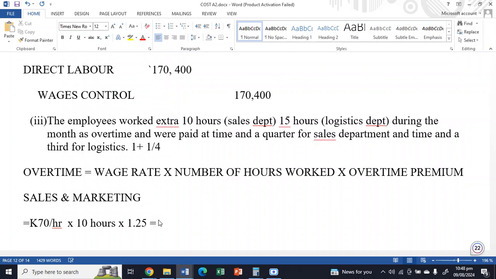So let's calculate 70 times 10 times 1.25. That is 875. And there are 10 workers, right? Times 10, 8,750. Any questions?